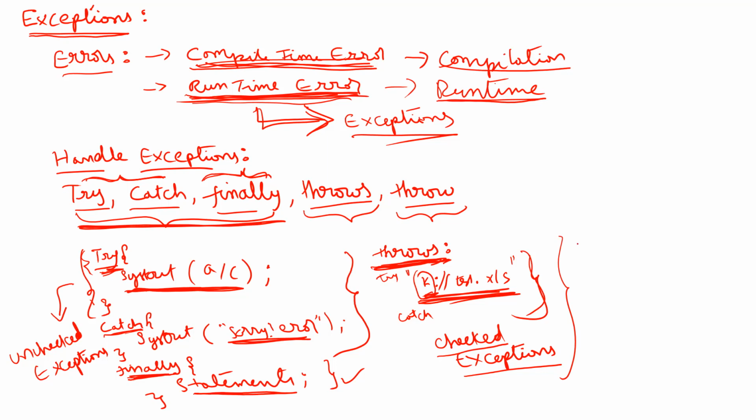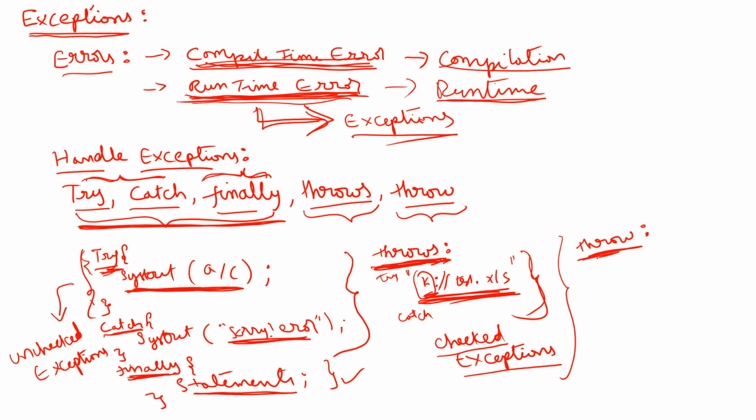Now let's see the throw keyword. The throw keyword is used when we want to intentionally raise an exception. That means a particular piece of code won't cause any problem and will run very smoothly, but we want to raise the exception. Then we can use the throw keyword.